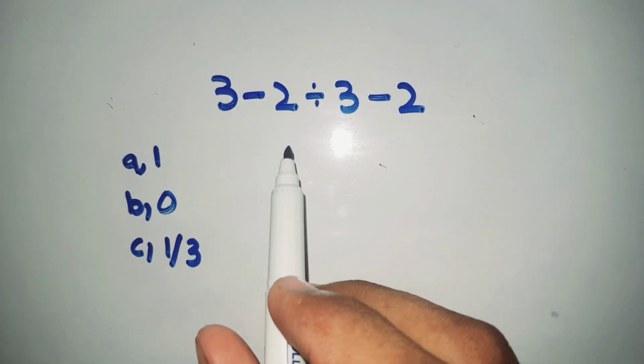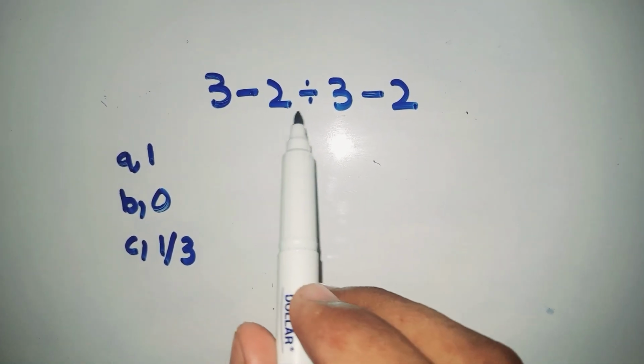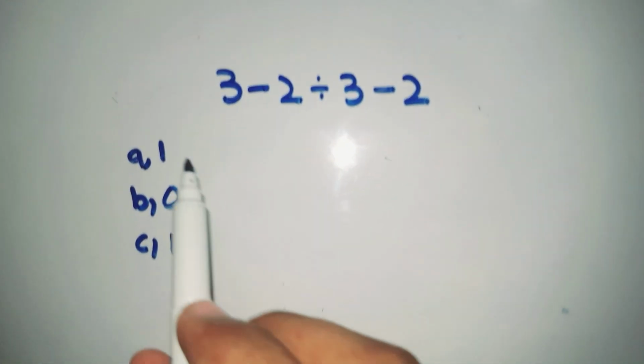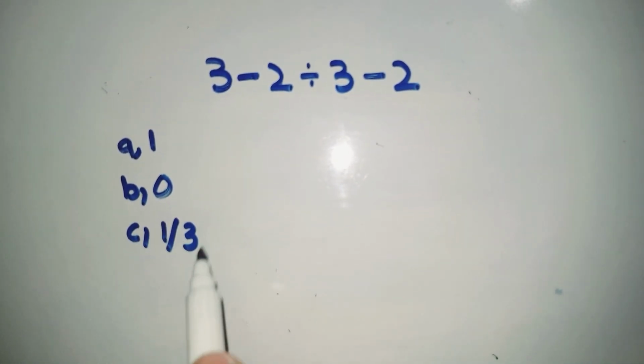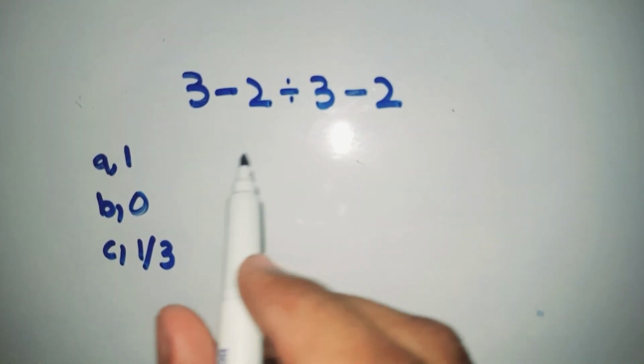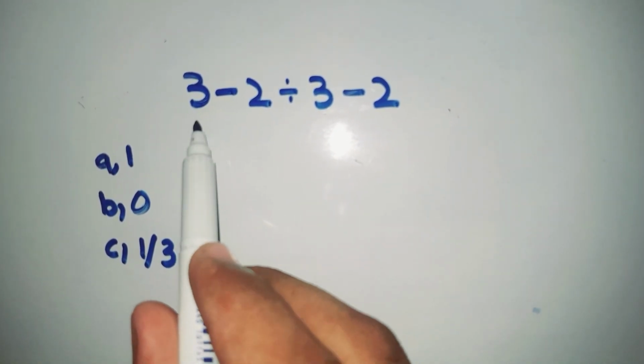In this video we are going to solve this problem: 3 minus 2 divided by 3 minus 2. Option A is equal to 1, option B is equal to 0, option C is equal to 1 upon 3. So first of all, most people subtract first.